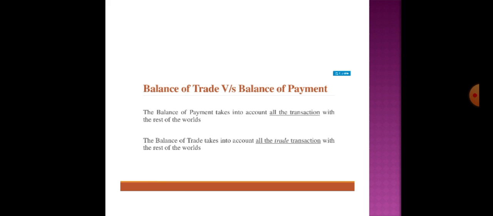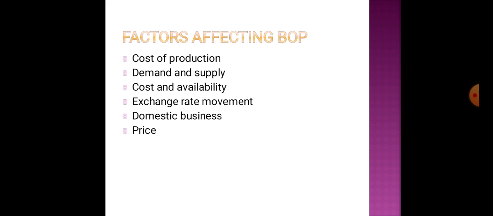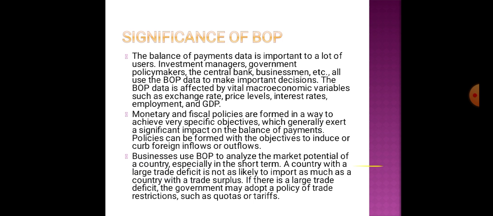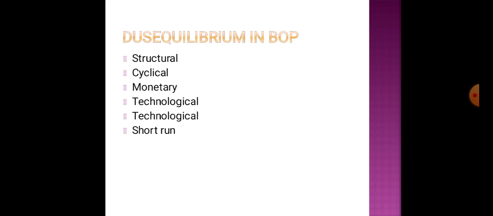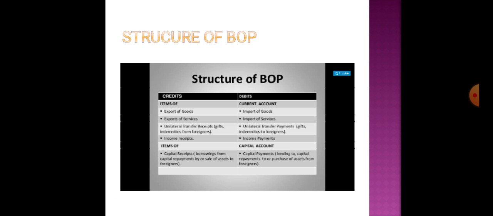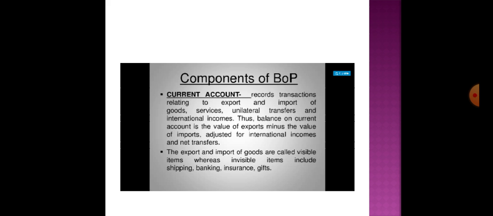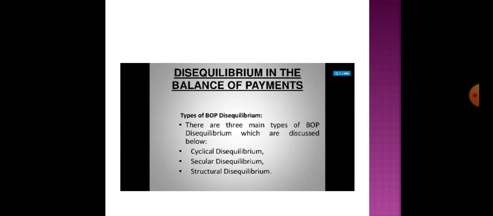We have discussed the difference between balance of payment and balance of trade. We have discussed various factors which are affecting balance of payment, then the significance of balance of payment, and disequilibrium in balance of payment. Important terms we have discussed, the structure I have explained, and then the components of balance of payment.